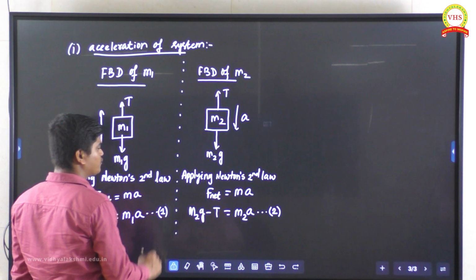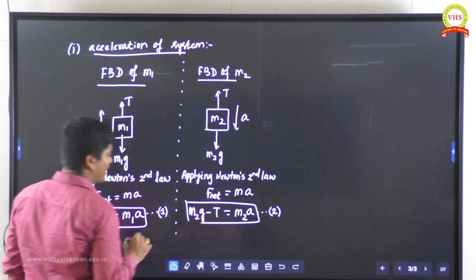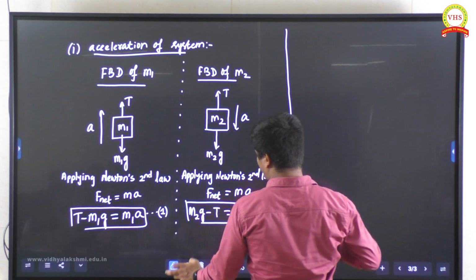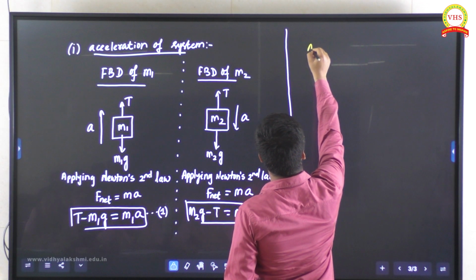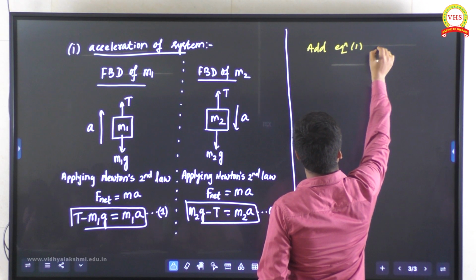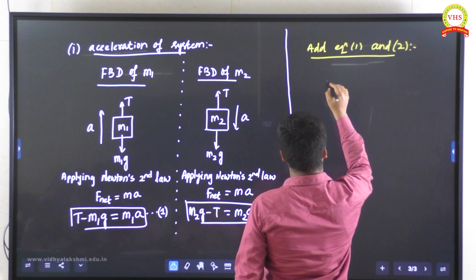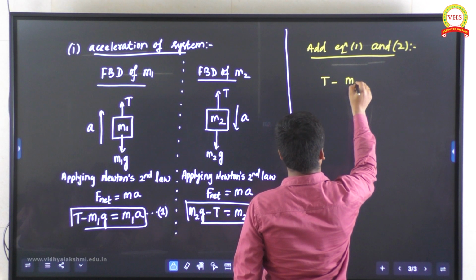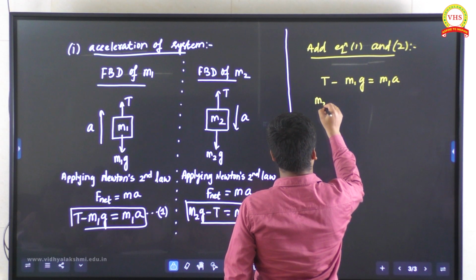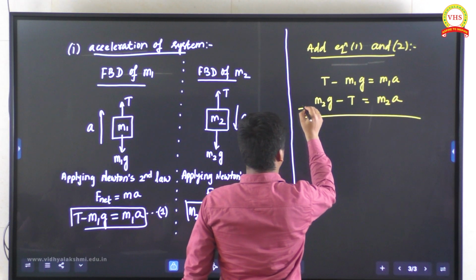This is your equation 1, that is your equation 2. Yes or no? You got 2 equations. Now you don't know the acceleration, you need to find it. How to find acceleration? Listen all of you. I'll add these equations, equation 1 and equation 2. I have equation 1 as T minus M1G equal to M1A, and here M2G minus T equal to M2A. Okay, now add this.